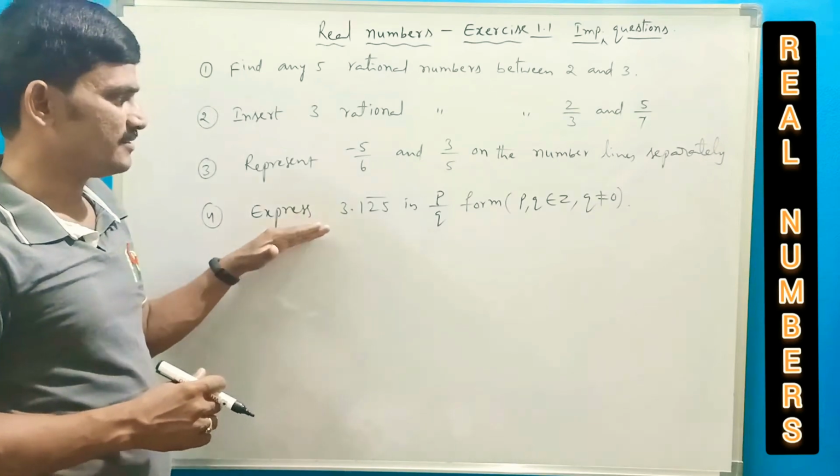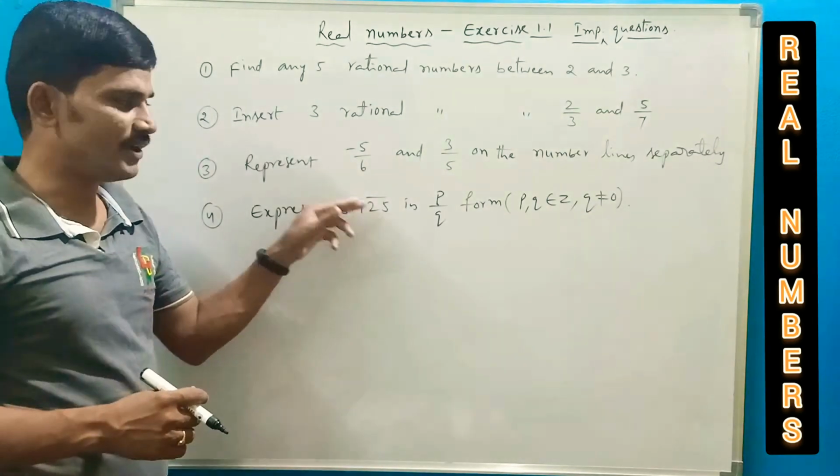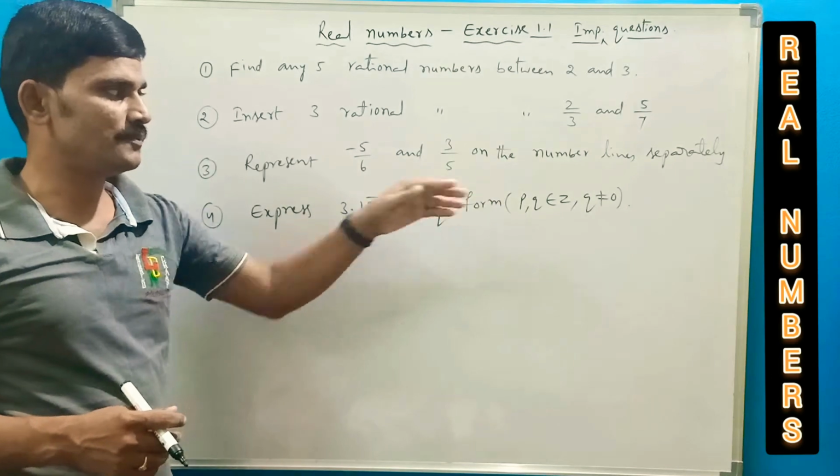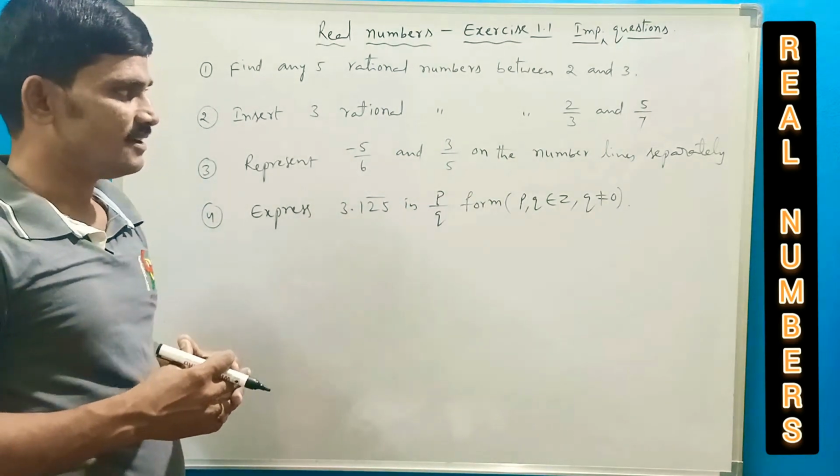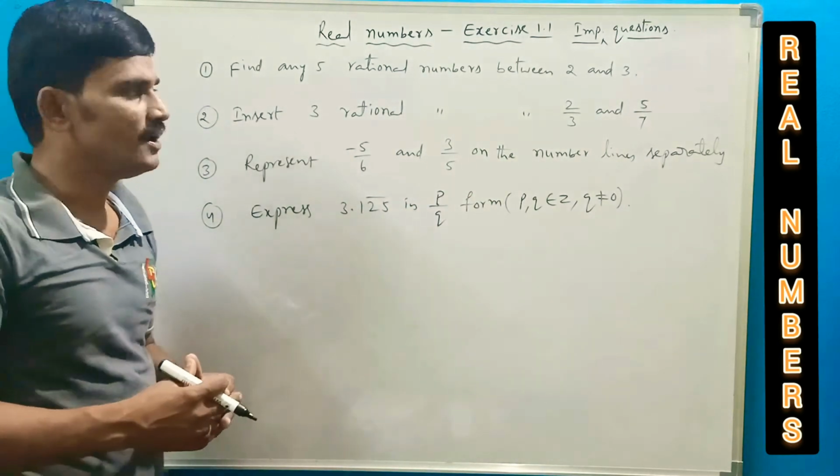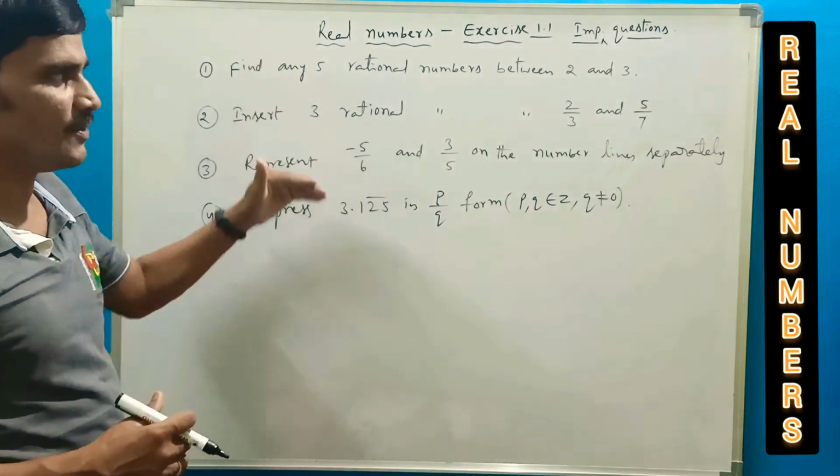Number 4, express 3.125 bar in P by Q form where P comma Q belongs to Z, Q is not equal to 0. Let us go for the solutions one by one.